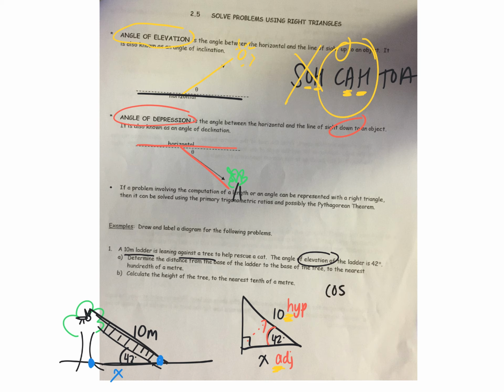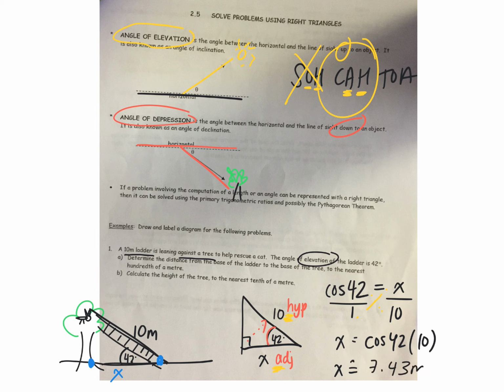So cos 42 equals, adjacent is what? x or 10? x over, what's the hypotenuse? 10. This one's easy, cross multiply. 1 times x is x. Cos 42 times 10. That's what we're going to calculate. So x is approximately equal to 7.43 meters. So that's the distance from here to here.